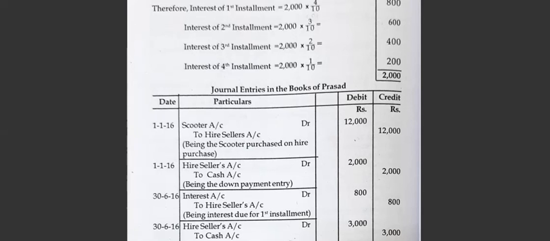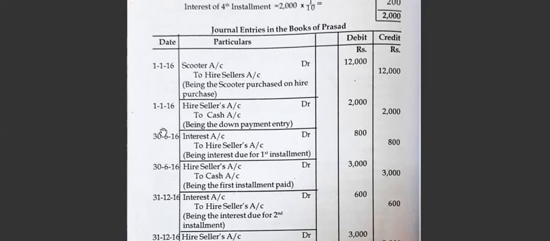Next is you pay the installment. After payment of interest, the installment amount: hire seller account debtor to cash account 3,000. This is interest account debtor to hire seller account, the due amount, and it is paid along with the interest. Hire seller account debtor to cash account 3,000. Then interest will be transferred. These two entries will come in every installment.